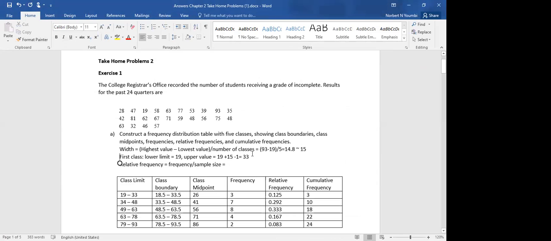We use it to compute the width. It required 5 classes: highest minus lowest, 93 minus 19, over 5. That gives us 14.8. Now we will round up to 15. So the width here is 15.